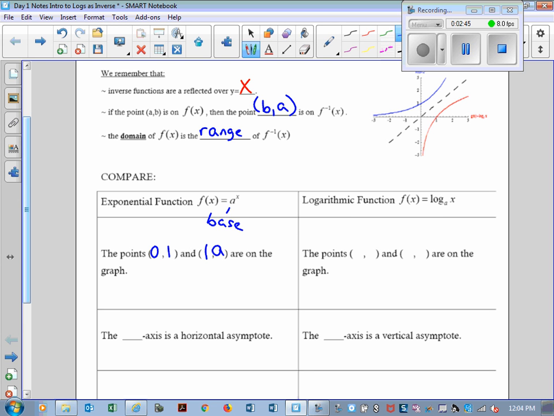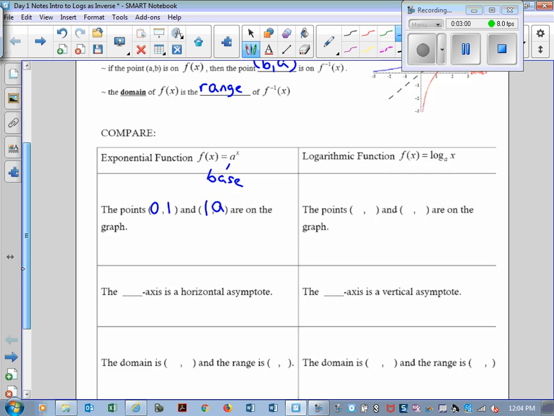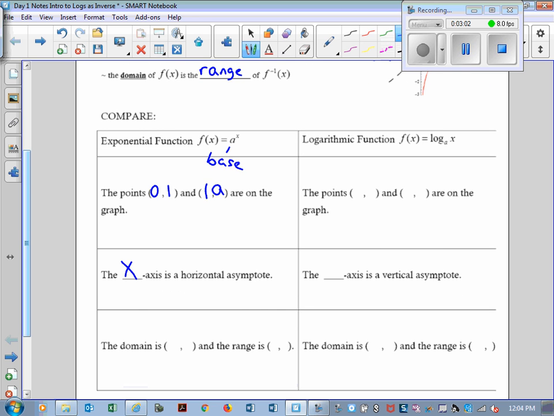Based on my graph or your graph, whoever's correct, the blue one is the exponential. Where's your asymptote? At the x-axis, or y equals 0. So the x-axis is a horizontal asymptote. Exponential functions are going to have horizontal asymptotes, and if you want to put it in there, we'll say y equals 0. That's our starting point.